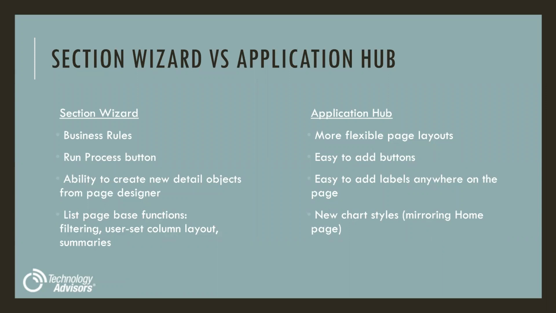There's some minor differences, like the old run process button that you'd get if you linked a process to a section, that's available in Section Wizard. That's going to work a little bit different with the Application Hub. That's more comparable in terms of what you can do, but just a small difference.